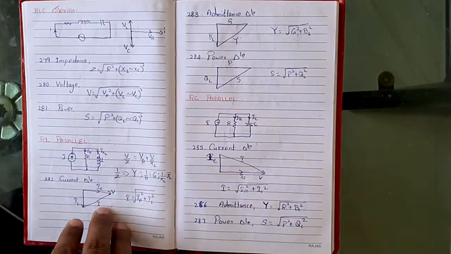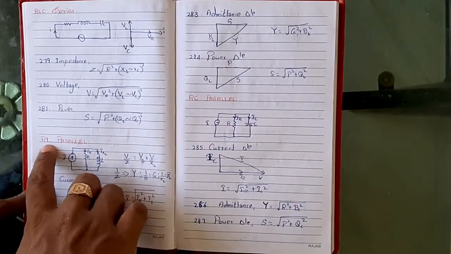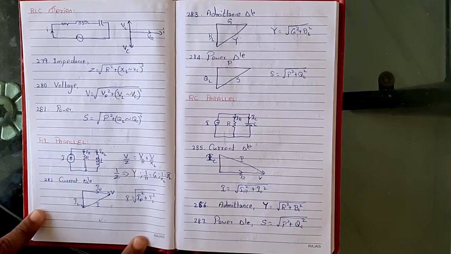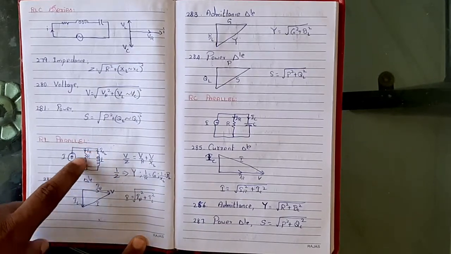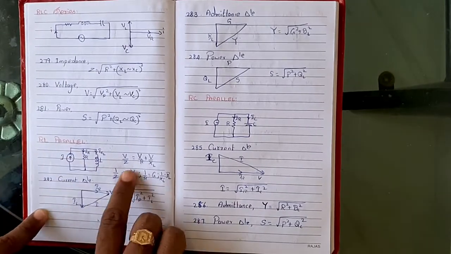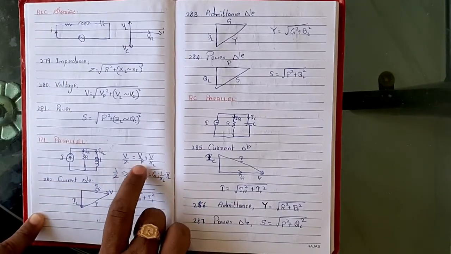Okay, then formula number 282. Now we are going to talk about RL parallel. The resistor and inductor are in parallel connection. Here this is the circuit, the resistor and inductor are connected in parallel, and we have a current source I. V by Z is equal to V by R plus V by XL.